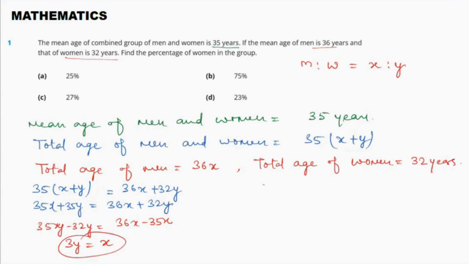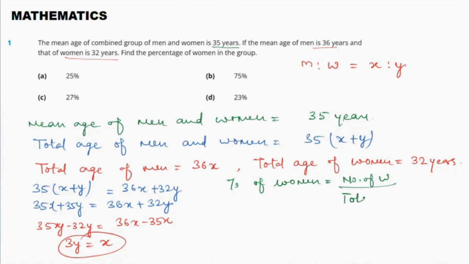Since the question is asking about the percentage of women, the percentage of women will be the number of women divided by the total number of men and women, times 100, correct? The number of women is y, and the total is x plus y, times 100.